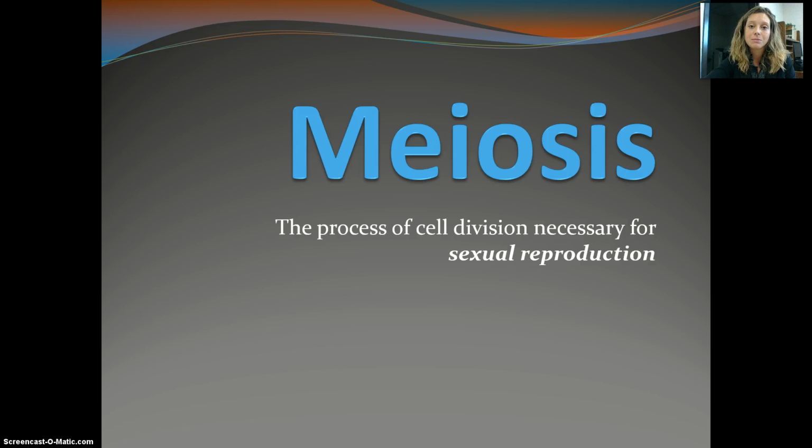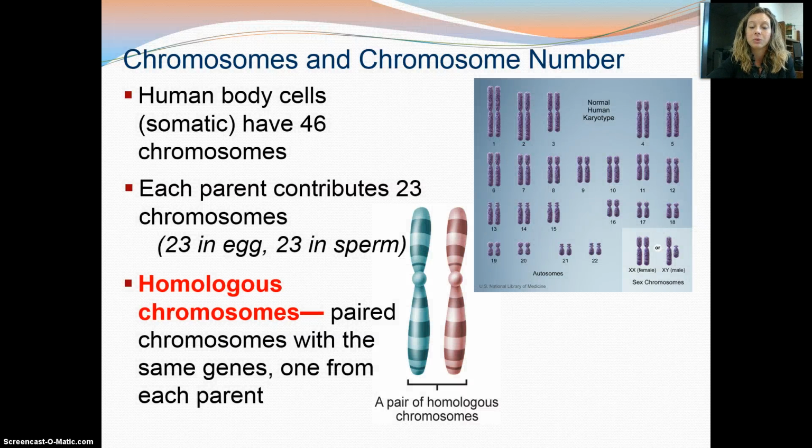Okay, so we've spent some time talking about mitosis, which was the process of creating somatic cells, genetically identical cells. Now we're going to talk about the process of meiosis, which is the process of cell division that is necessary for sexual reproduction. Okay, so quick review about chromosomes and chromosome number.